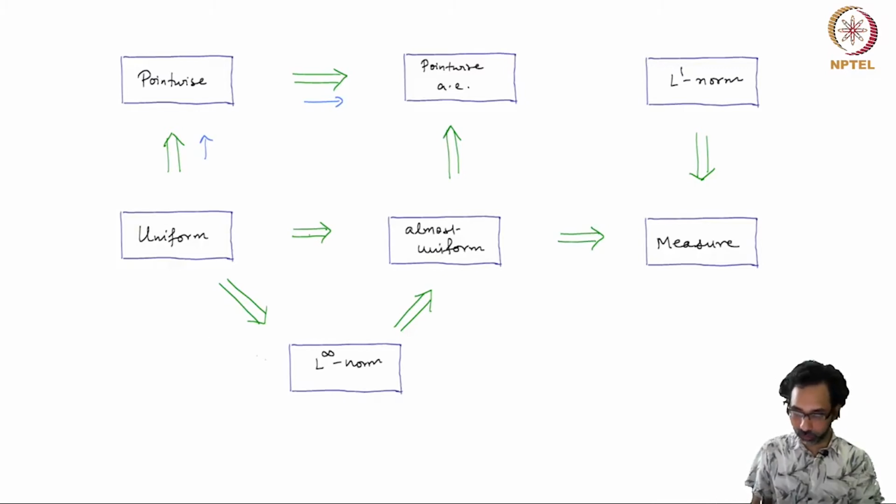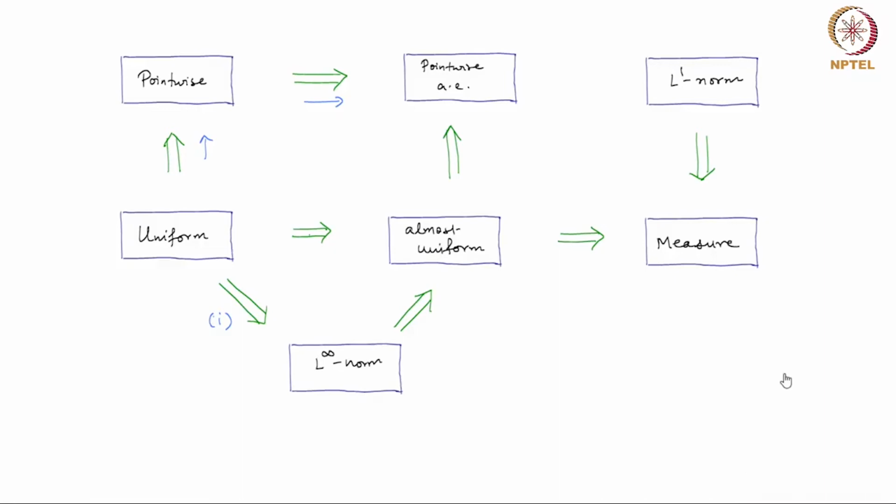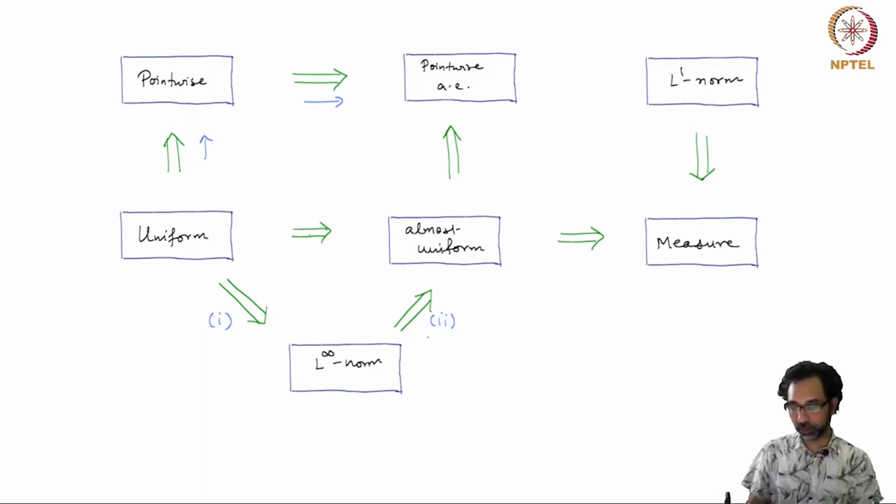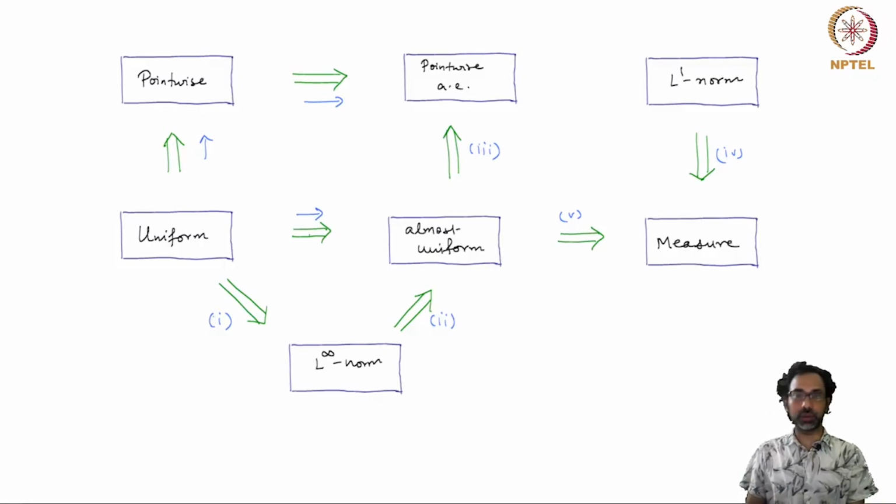Now uniform implies L infinity norm. This was part 1 of our lemma. Then L infinity norm implies almost uniform convergence. This was part 2 of our lemma. Then part 3 was almost uniform implies pointwise almost everywhere convergence. Part 4 was L1 implies measure convergence, and part 5 was almost uniform implies measure. So of course, if uniform implies L infinity and L infinity implies almost uniform, then this is also taken care of. So we have this set of implications.